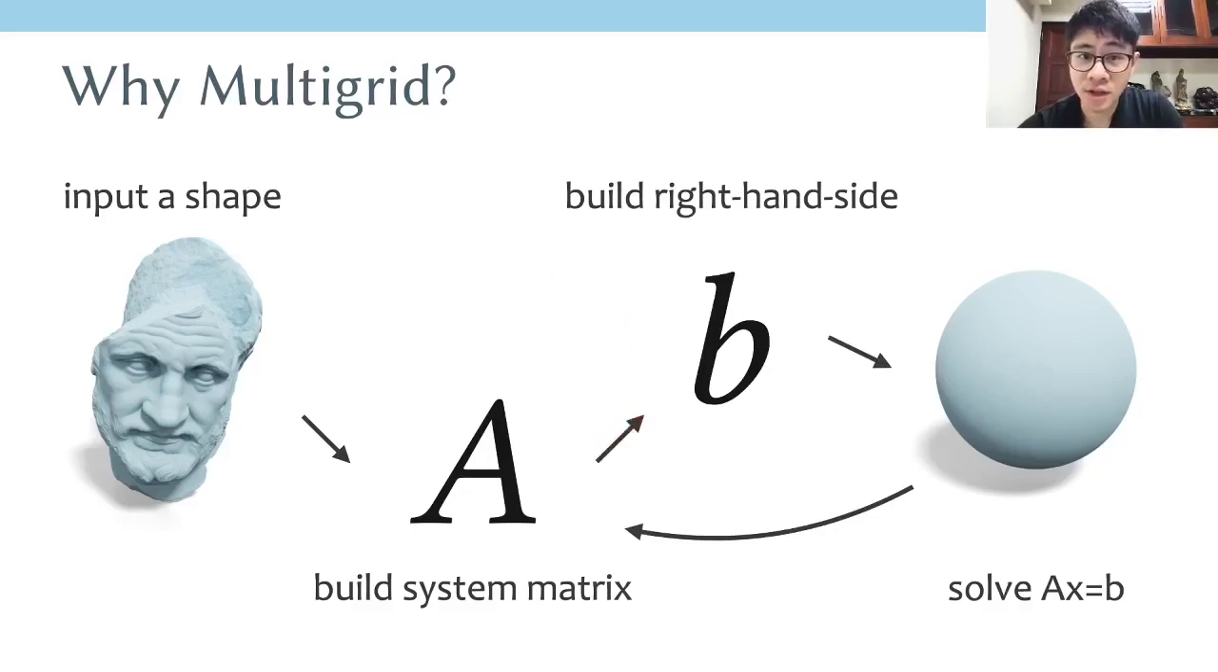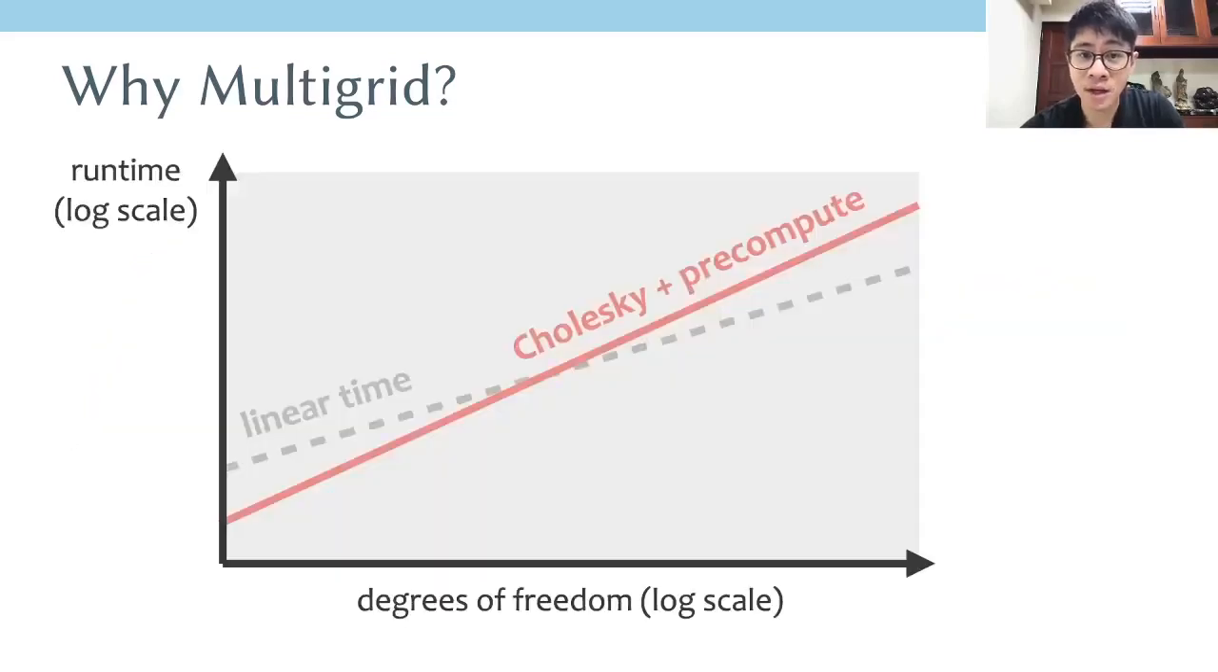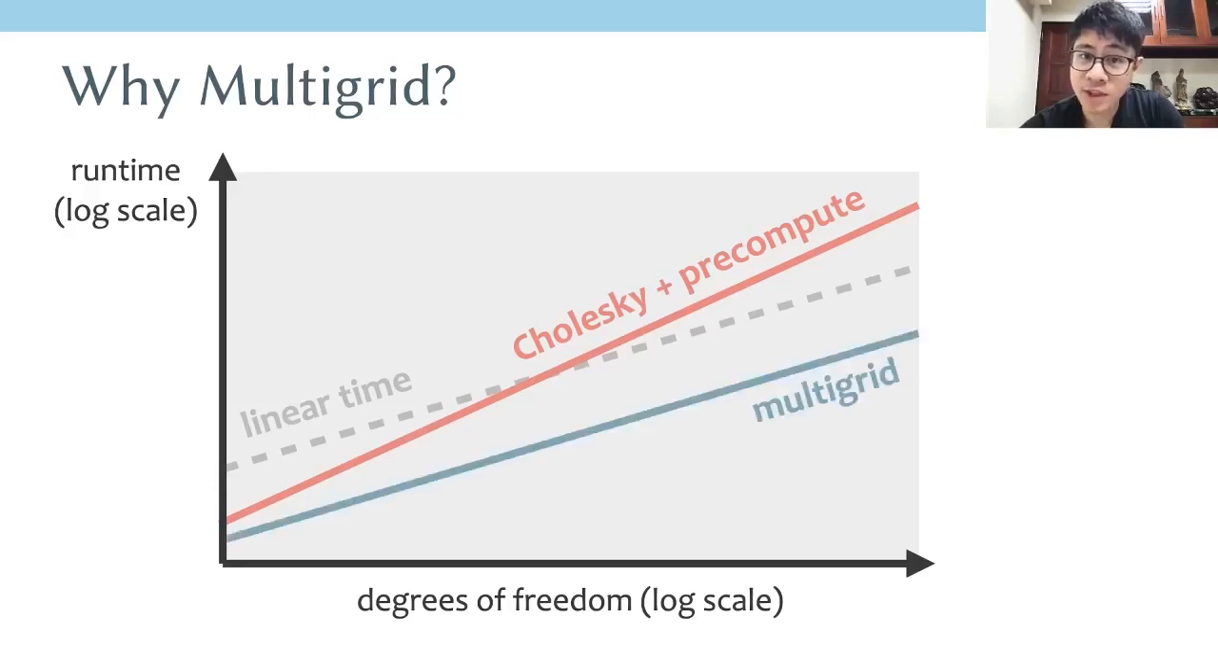In contrast, if we are using geometric multigrid, the precomputation only depends on the geometry. So even if you update the system matrix at every iteration, you can still reuse the same precomputation and efficiently run this algorithm. So because of this reason, using Cholesky will make this algorithm scale poorly. But if we switch to multigrid, you can achieve a linear time complexity even with a CPU implementation.